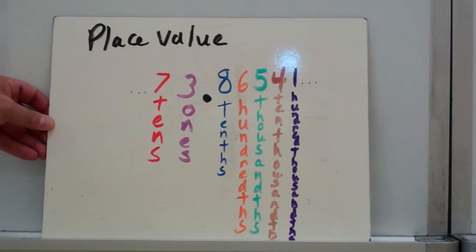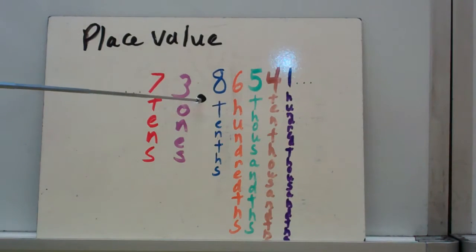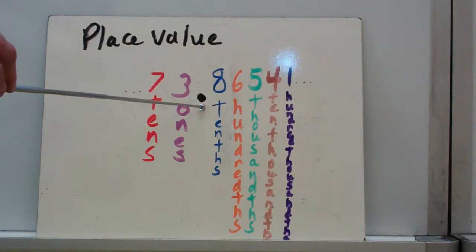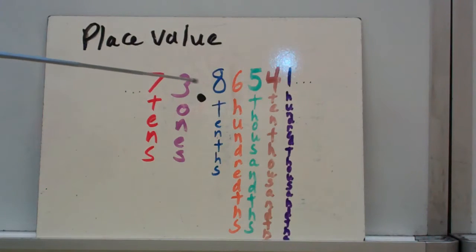Okay, so before we talk about converting decimals to fractions, let's review some place value information, because place value is going to be extremely important for us in determining what the decimal is as a fraction. Here's our decimal, and to the left of the decimal are the ones, tens, hundreds, thousands, and 10,000s, and I didn't write all of those out.